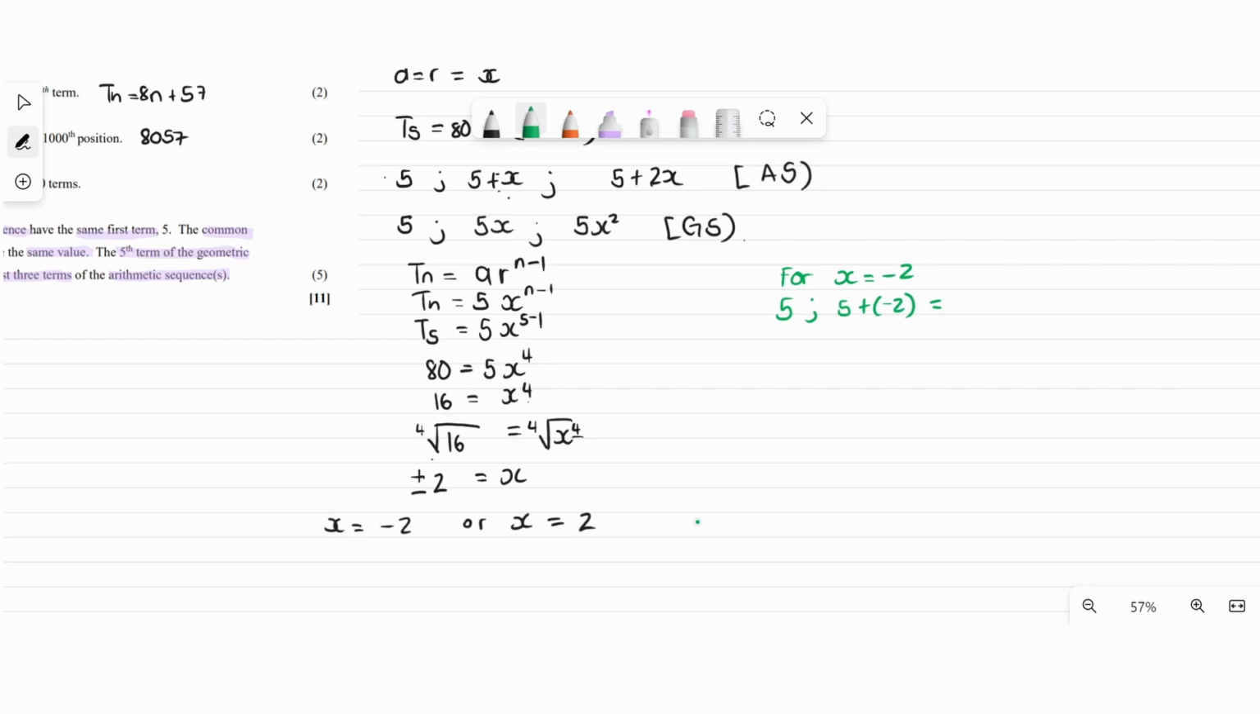It's going to give me 3. Then for the last term, it's going to be 5 plus 2 open bracket negative 2. It's going to give me what? It's going to give me 1. Then or, right, because it's or, 4x equals to positive 2 is going to be 5. Then it's 5 plus positive 2, which is going to give me 7. Then it's going to be 5 plus 2 open bracket multiplied by 2, which is going to give me 9. Then you're done with this question.